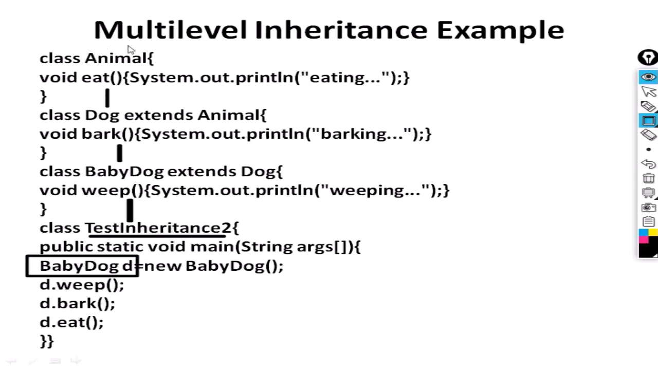Animal should be run, a dog should be run, and baby dog should be run. So here we have created an object for baby dog. Object name is d equal to new BabyDog. We have created an instance for the dog.